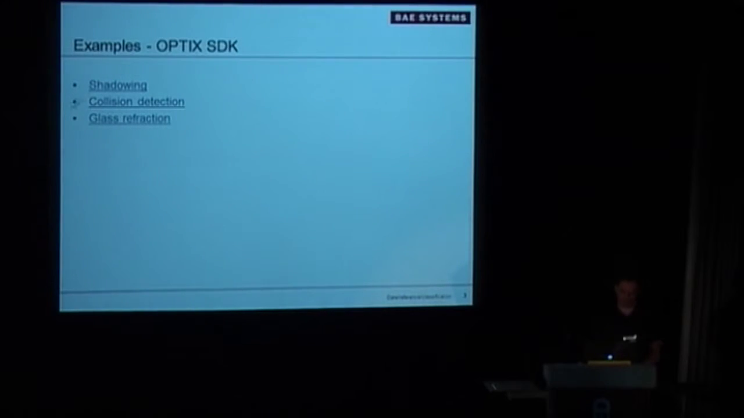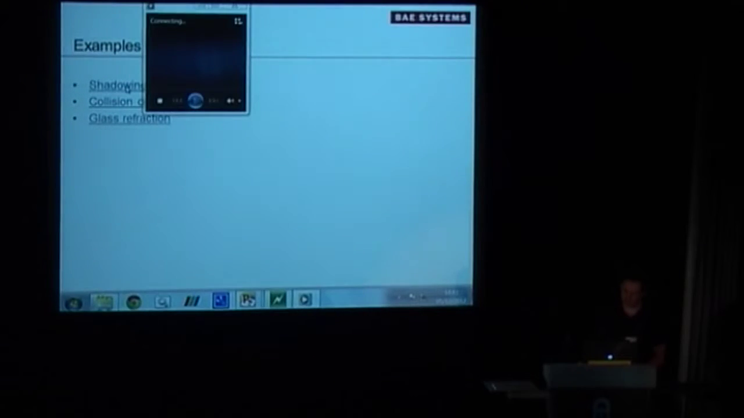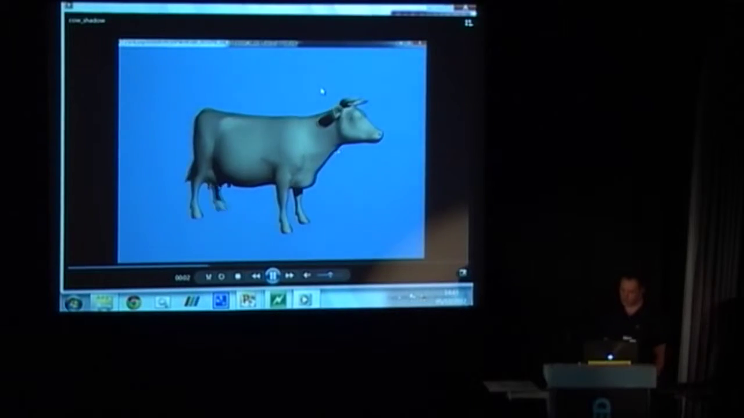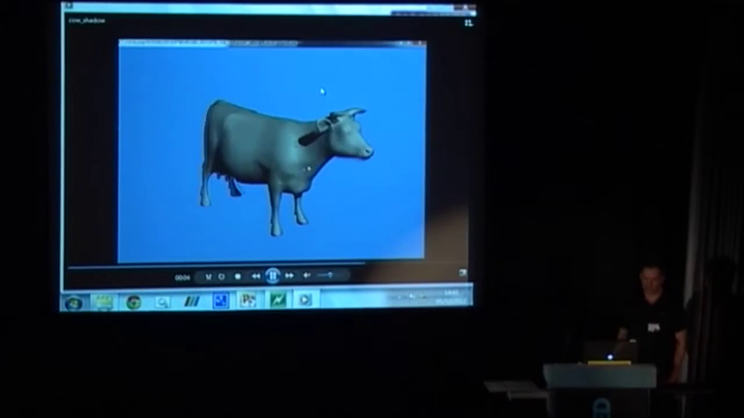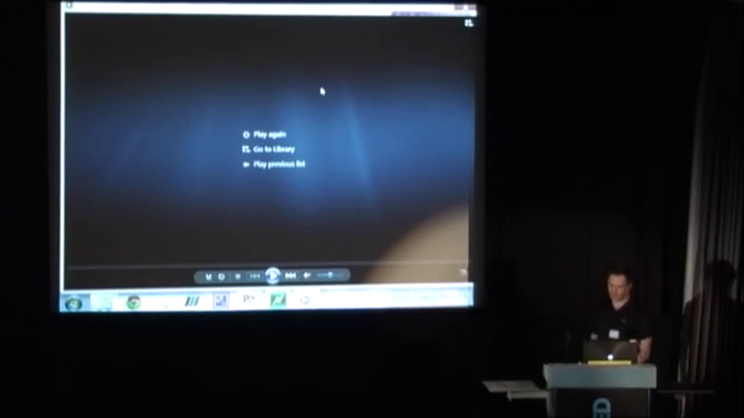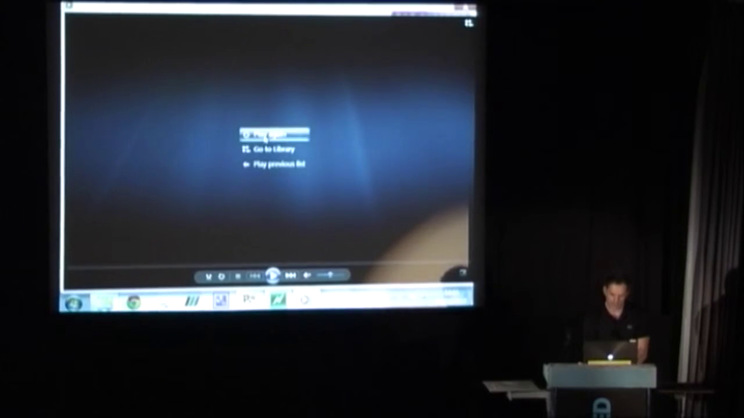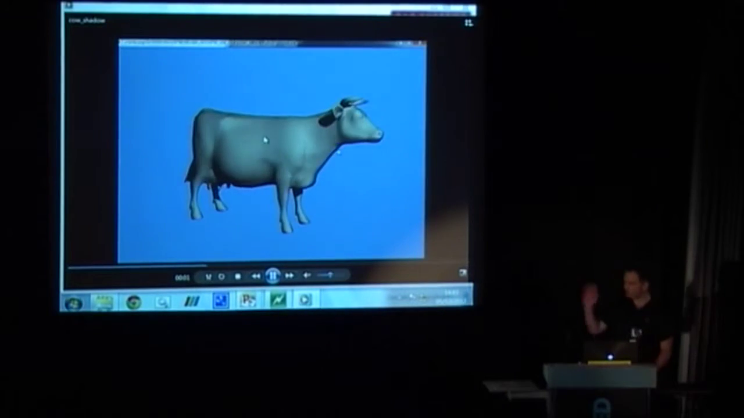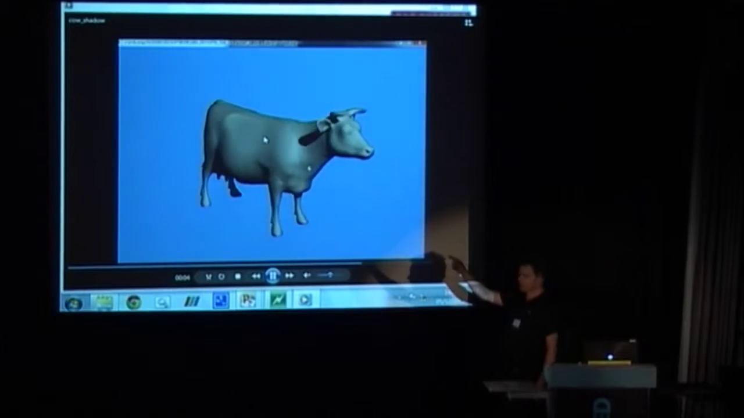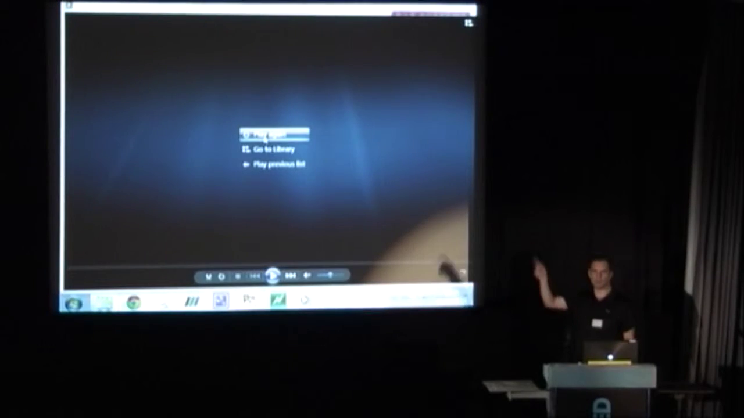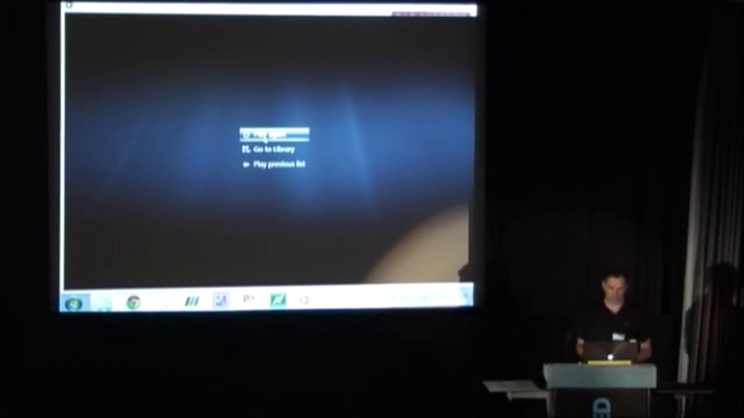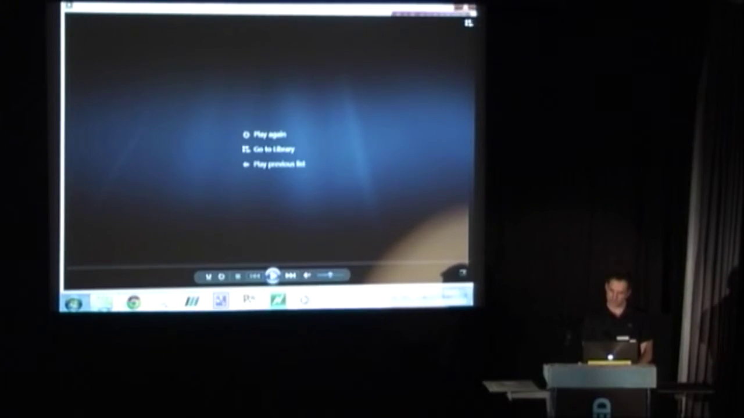Right, so I'm going to just show some examples from the SDK, and everyone cross their fingers because, see that, it does come up. All right, so what I'm showing here is shadow casting. How that's achieved is you fire a ray at the body of the cow. From that polygon you hit, you then fire a ray to all the light sources. And if you hit another polygon before you get to the light source, then that's shadowed. All right.